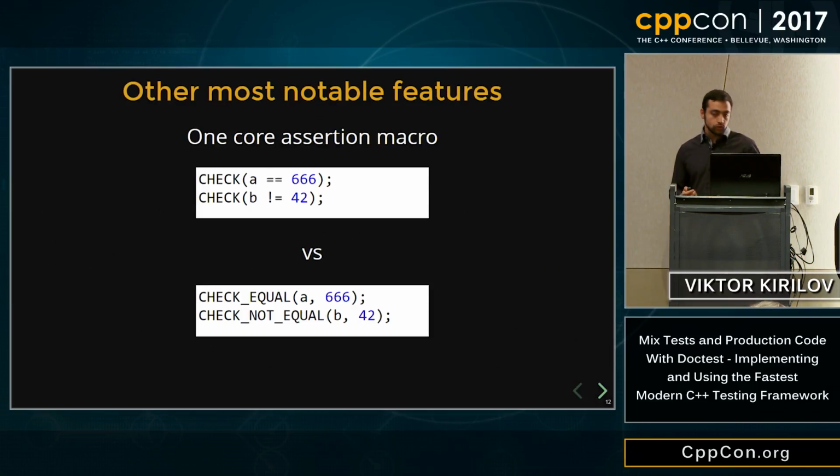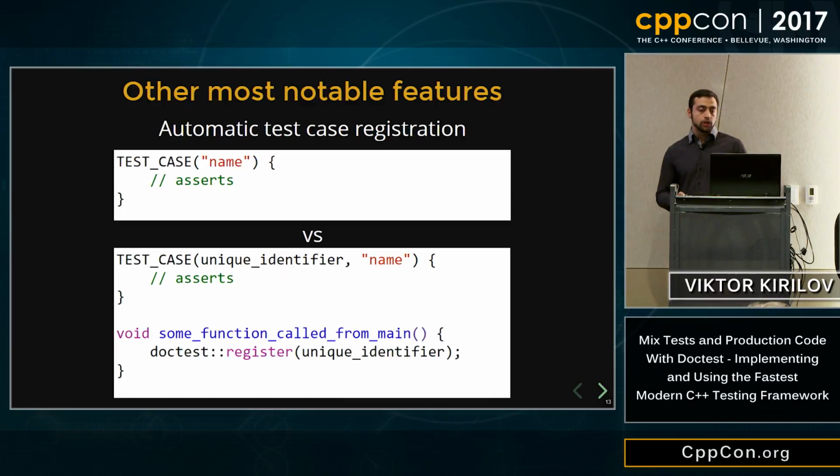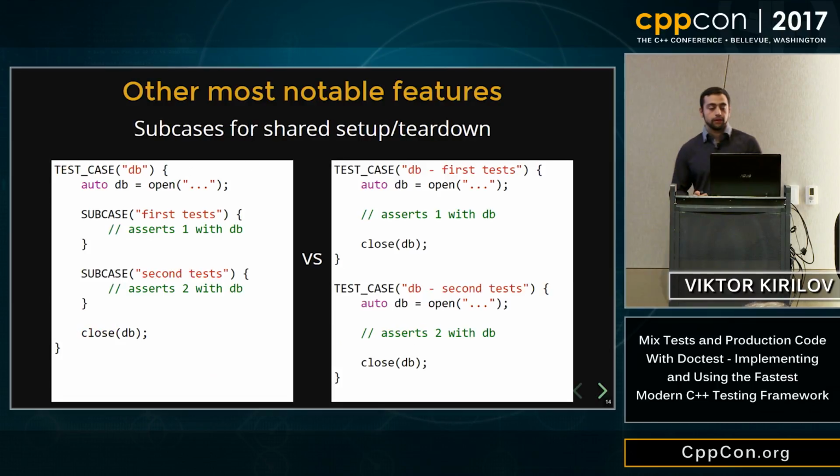So first, there is one core assertion macro which decomposes expressions, so you don't have to give it manually the left and right operands and tell it that it's supposed to check for equality or inequality or something like that. Also, test cases are registered automatically, unlike in the bottom case where you have to give it some unique name, some identifier, and then register it somewhere manually. So we're keeping things DRY, like in don't repeat yourself.